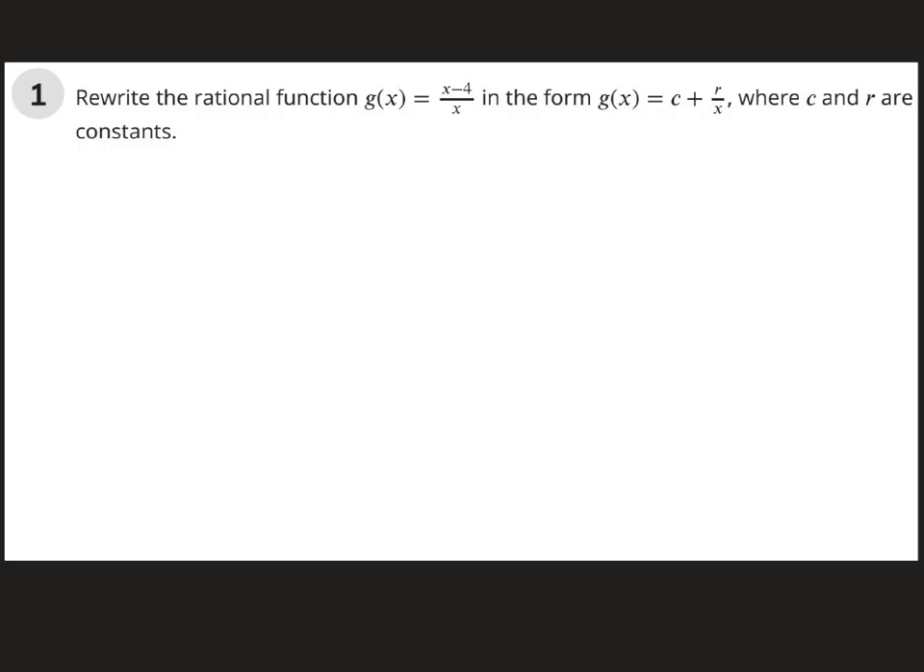So, rewrite the rational function in the form of c plus r of x, where c and r are constants. So what that means is that we had to separate the fraction. So what you're going to do is take x minus 4 over x, separate this into x over x minus 4 over x. X divided by x is 1. This is minus 4 over x. So, as x gets bigger, this will go to 0. So this becomes your horizontal asymptote.